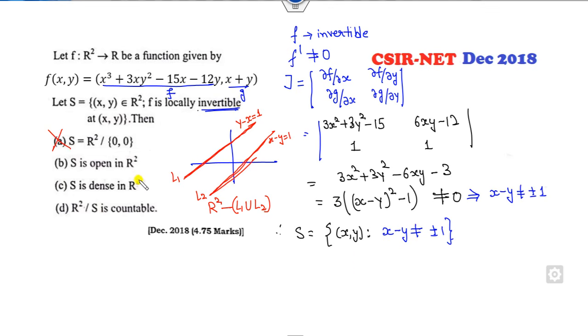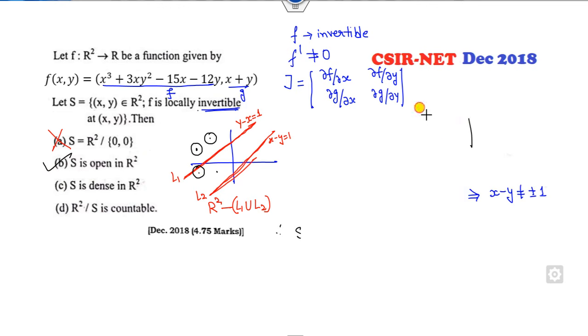Then whether S is open or not, it clearly says that this is open. Why? If I take any of this and draw the unit circle, you can easily do that. I can do it like here. So S is open. Is S dense? Again, that's very simple.